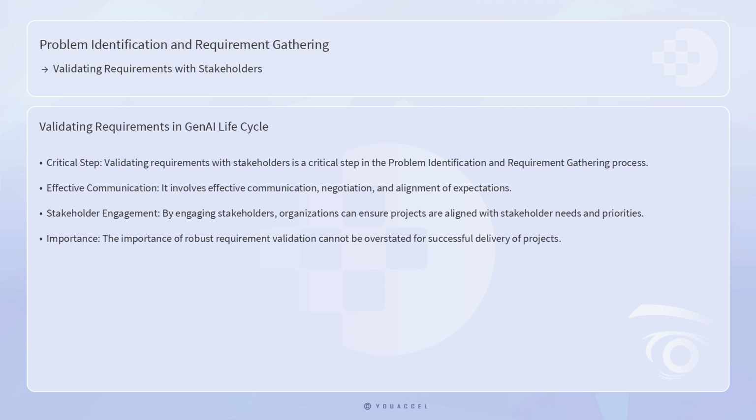In conclusion, validating requirements with stakeholders is a critical step in the problem identification and requirement gathering process within the GenAI life cycle. It involves effective communication, negotiation, and alignment of expectations, as well as feasibility analysis, prototyping, documentation, and continuous feedback. By engaging stakeholders in the validation process, organizations can ensure that their projects are aligned with stakeholder needs and priorities, thereby increasing the likelihood of project success.